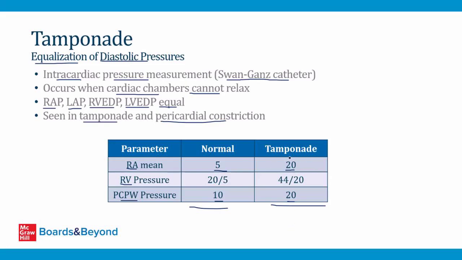But notice also that the right atrial pressure is equal to the right ventricular diastolic pressure, which is equal to the pulmonary capillary wedge pressure. You normally do not see all three of these pressures being equal. This is something that only happens when the chambers cannot relax, and you see it in these two conditions here.